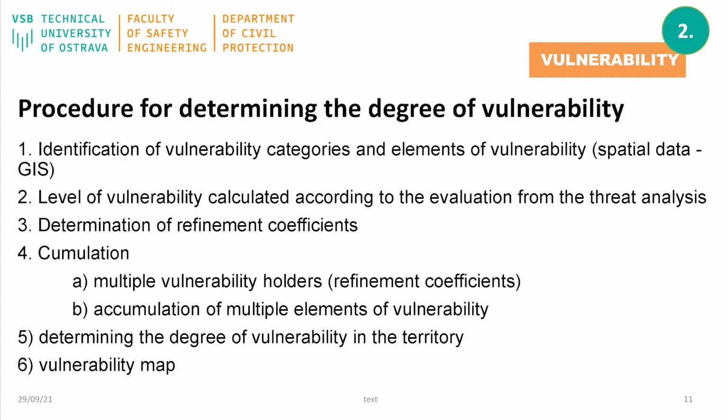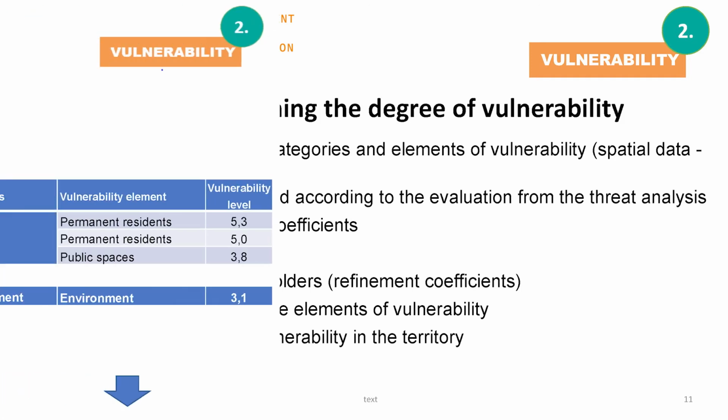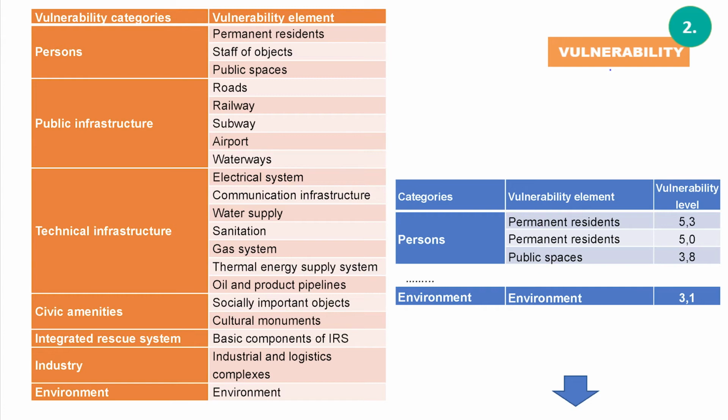We accumulate, but together it's not only one vulnerability. It's more subjects in vulnerability, and we accumulate the multiple elements of vulnerability. And we determine the degree of vulnerability in the territory, and next is the vulnerability map. You can see the categories.